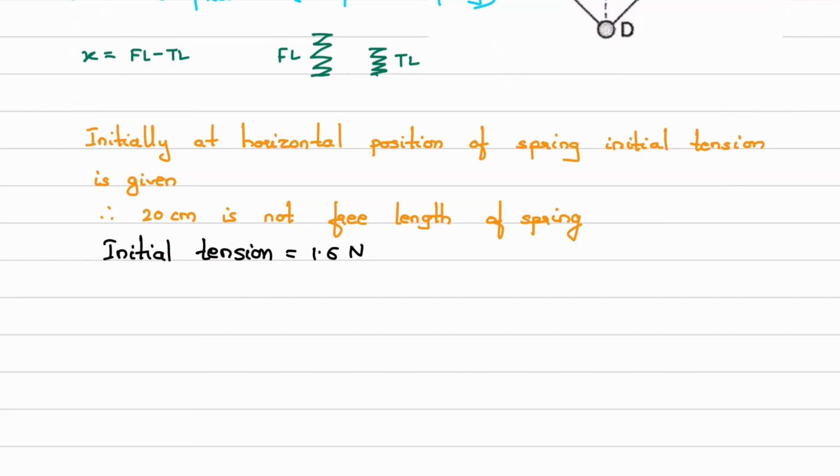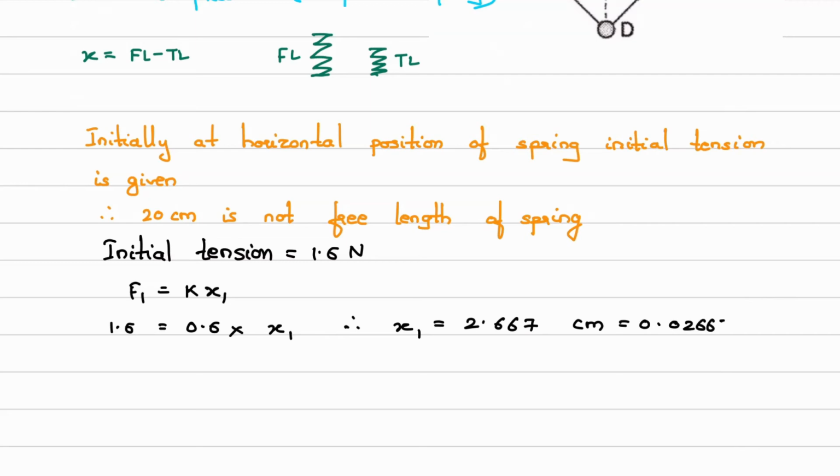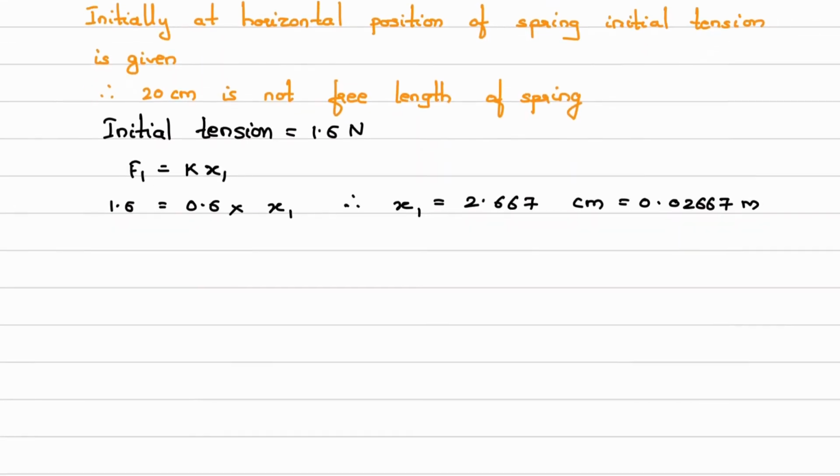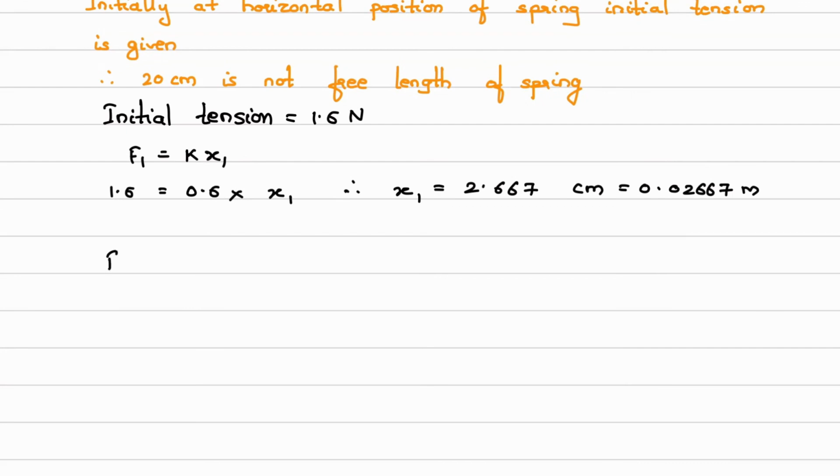Okay, so how to calculate deformation using spring force? F1 is equal to K x1. F1 is 1.6, equal to K, the stiffness value given in the question. So stiffness is 0.6 Newton per centimeter into deformation x1. From here I will get the x1 value. So x1 is equal to 2.667, the unit will be centimeter. I'll convert this into meter, so this is 0.02667 meter.